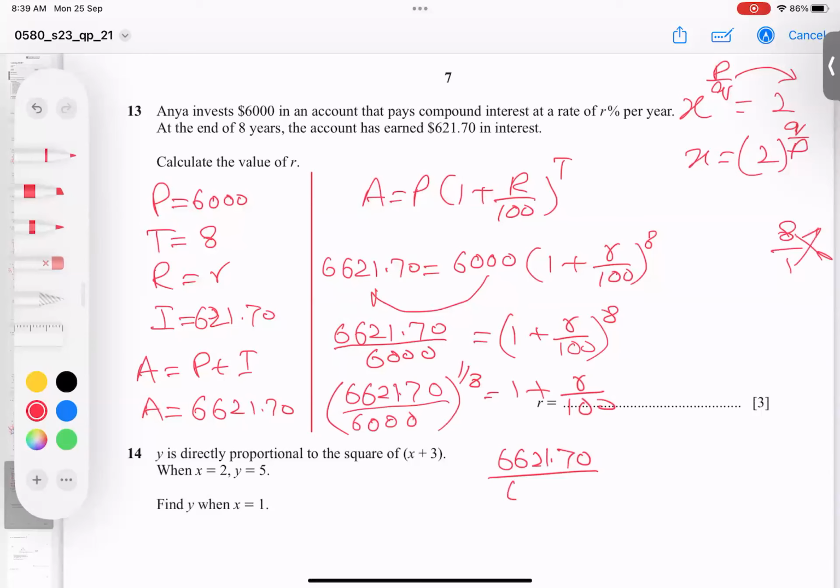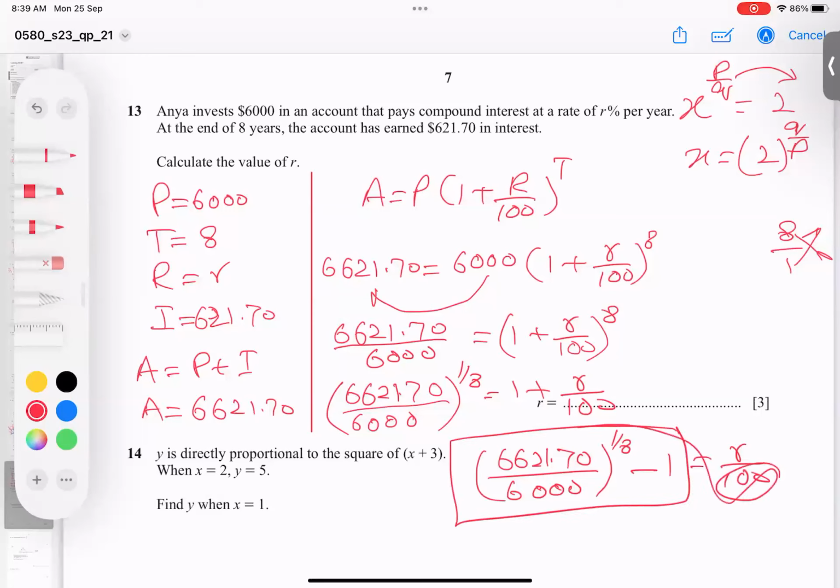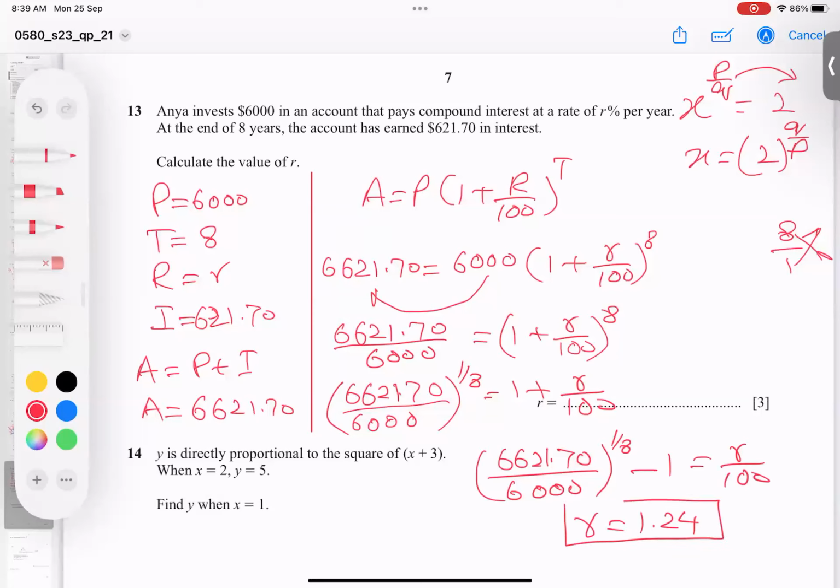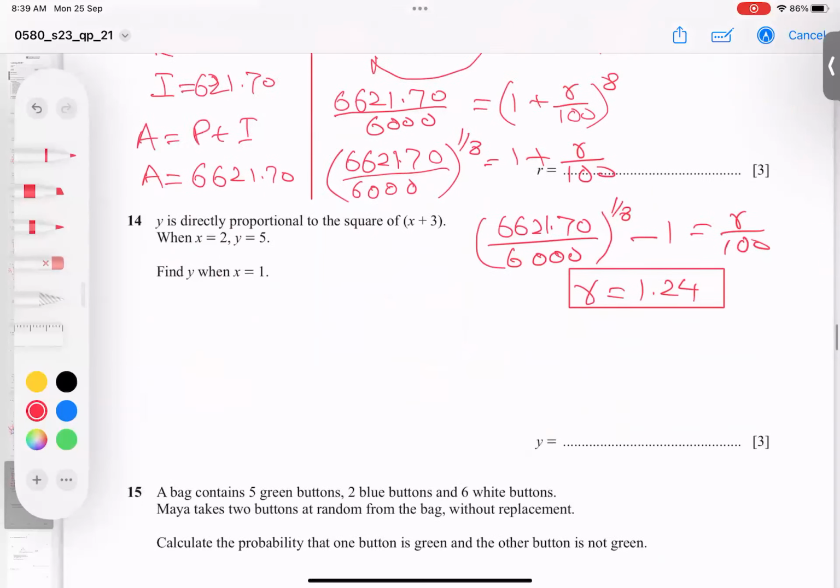Okay, divided by 6,000, and power is 1 by 8, and minus 1 equals R over 100. Typing the whole thing in the calculator and multiplying by 100. So if I type it in the calculator and multiply with 100, what answer am I getting? Let me check. Yes, R is becoming 1.24. Okay, this is the answer in percentage. So I hope you are understanding the concept. Otherwise, it has 3 marks.